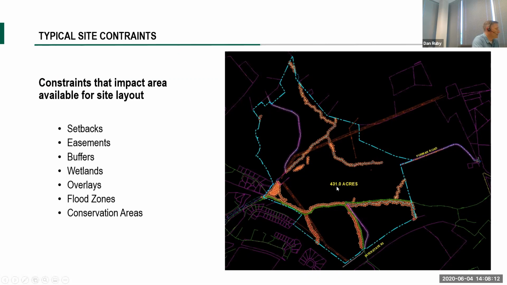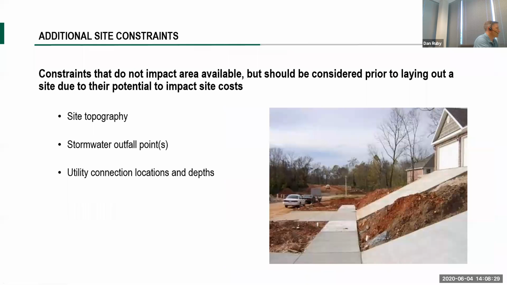And of course, we find that 431 acres, especially when it's getting chopped up with streams and things, can get pared down pretty quickly. But that being sort of a first blush look at a site, we want to actually take it to the next level and look at some additional site constraints.